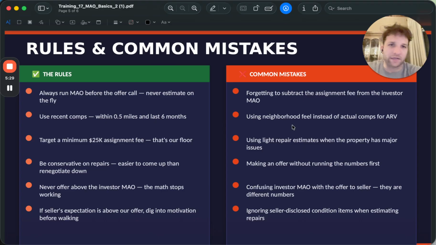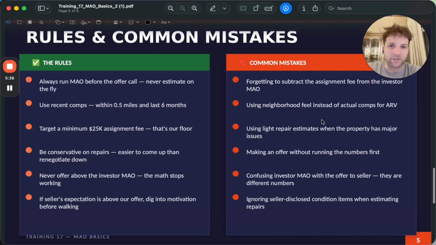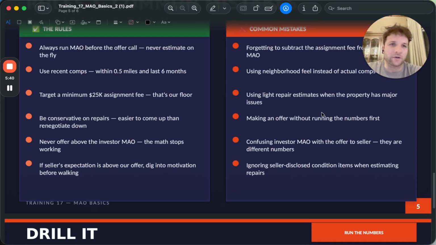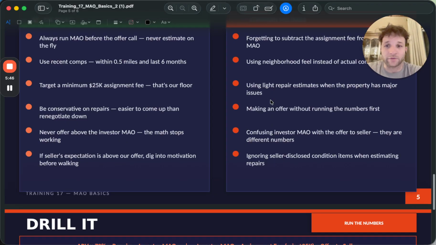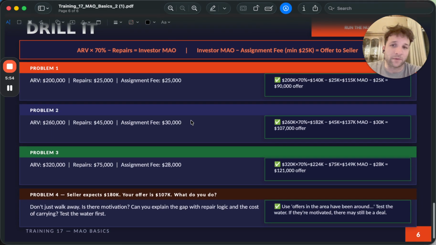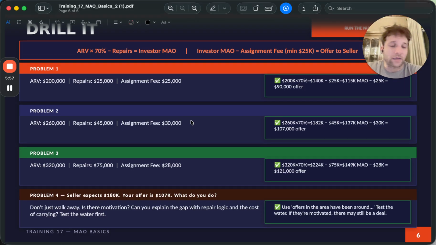Common mistakes are forgetting to subtract the assignment fee, using neighborhood feel instead of actual comps, using light repairs when the property has major issues, and making an offer without running the numbers first. So these are all things that we do, right? Your responsibility is just to call, make the offer at what we tell you, and try to get the deal closed. So here are some exercises of figuring out what an investor might pay for this and then what we would pay for this. So yeah, that's pretty much it.